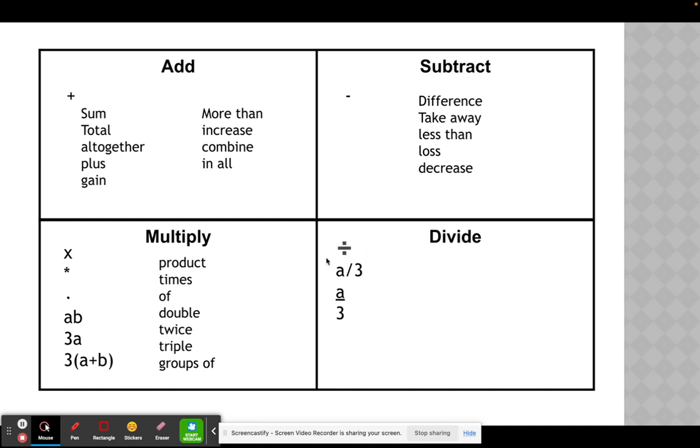For division, we've used this symbol in the past, the line with 2 dots, but in algebra, we're more likely to use a fraction bar. We'll see it this way more often than this way, but I wanted to show you both. So you can have a/3, that's a divided by 3, or a over 3. Both of those mean division. So some of our words: quotient, split, shared, fraction, goes into, and again, you might also see the word divide, or you could see per. Per is also one you see quite often in algebra.